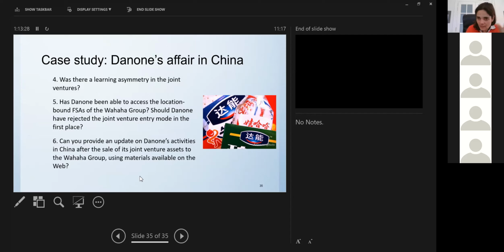The learning asymmetry is very well illustrated in this case. And the question is, has Danone been able to have access? Remember our last two slides about what a successful alliance is. This was certainly a market-seeking company in this emerging economy. Did they then have access to location-bound firm-specific advantage? Did they learn how to access distribution, and how to develop brands in China?